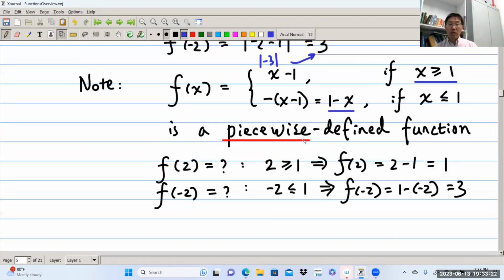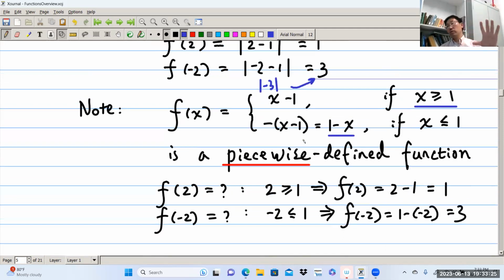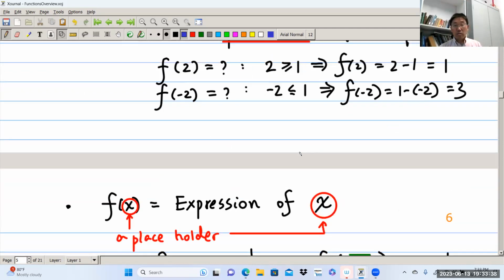Okay? But I hope you know how to easily evaluate a piecewise function. When you have a piecewise function, you have multiple pieces. You need to determine which piece this input falls on, right? You use that piece to do the evaluation. Is that clear? So this is the simple stuff.